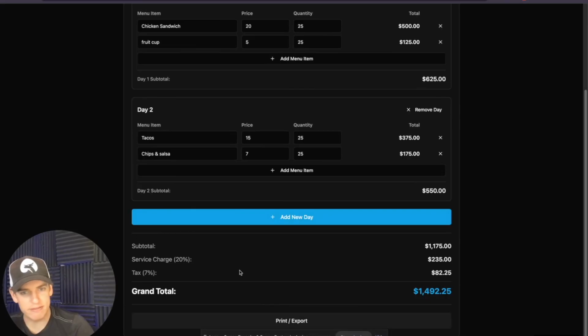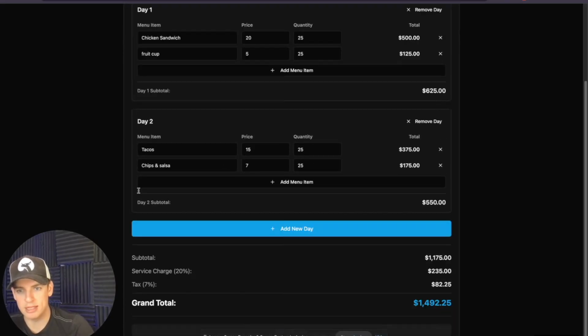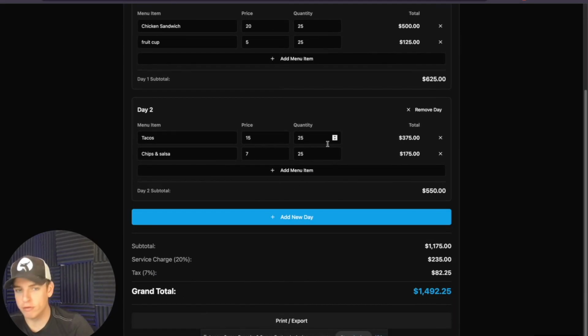All right, that's kind of it. You can see how it works. Day one, day two. It calculates all the food and beverage costs. So you have the subtotal of the food and beverage right here, 1,175. It calculates all the service charge, all the tax, and gives you a grand total of 1,492.